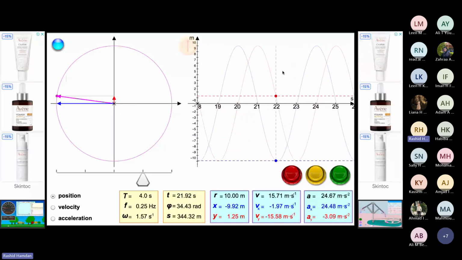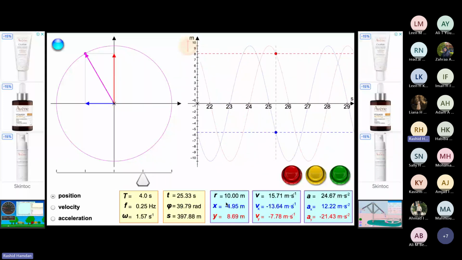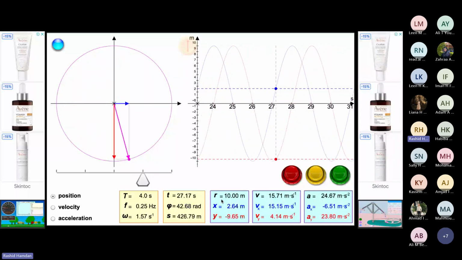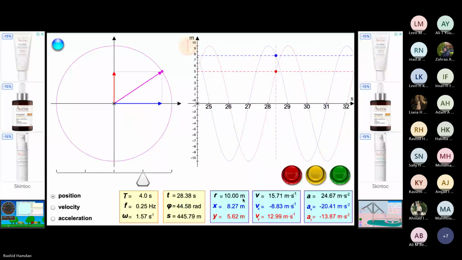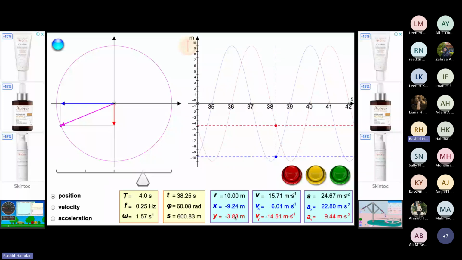Sometimes the x increases, sometimes the y increases. If you look at the box downstairs, you have r, the magnitude, and the x component and the y component are always varying, the change of position on the x-axis and the change in position on the y-axis.